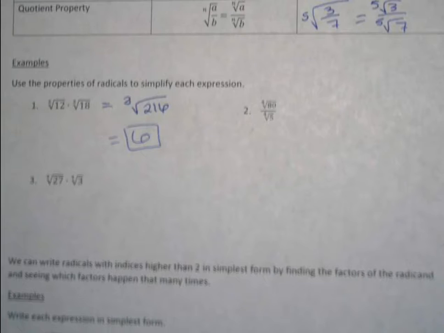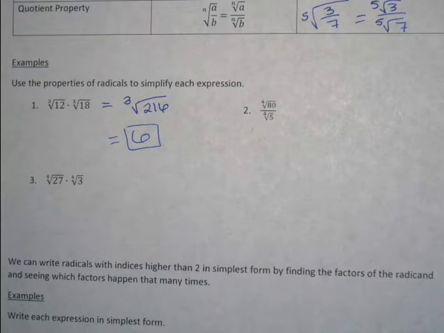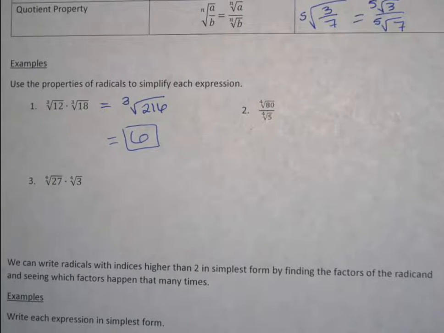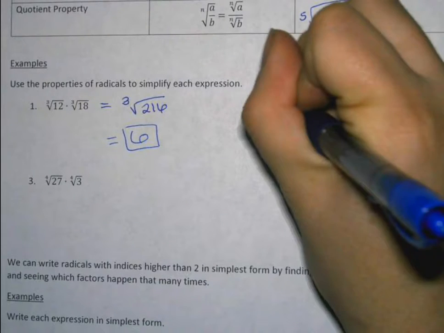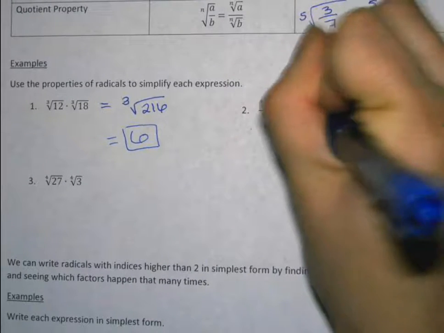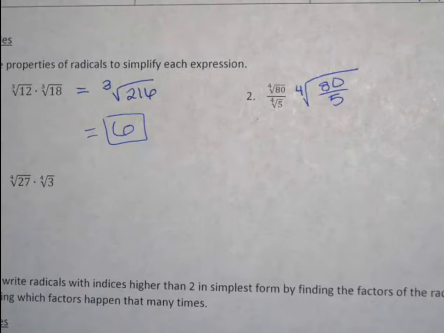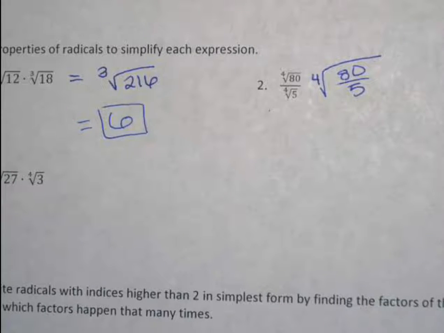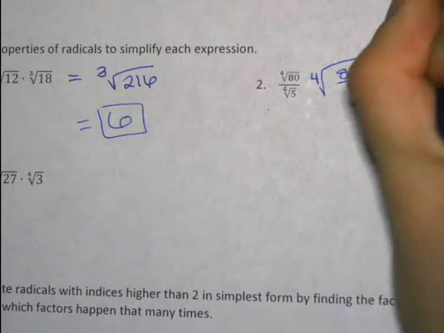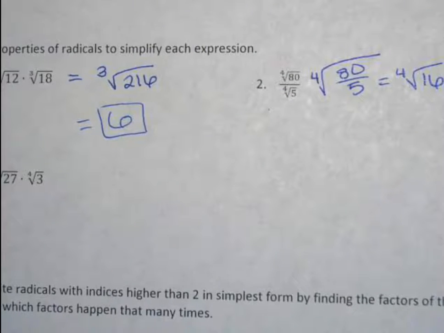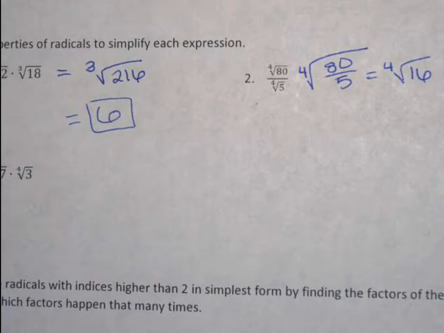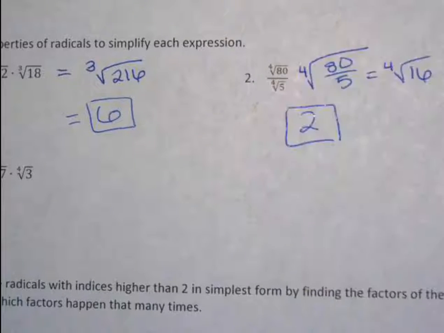Okay. So for number 2, guys, since this one's a fraction, I can rewrite it to be 80 divided by 5 inside the radical. And then what is 80 divided by 5? 16. So I have the fourth root of 16, which is 2, because I'm looking for 4 of the same number. So 2 times 2 times 2 times 2.